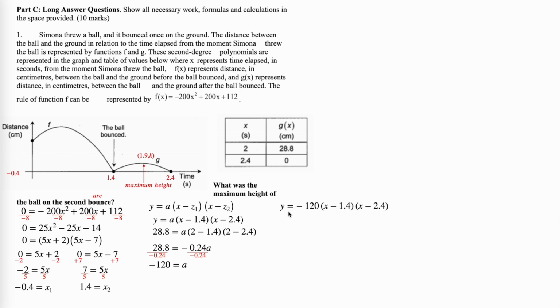Our equation is now y equals negative 120 times x minus 1.4, times x minus 2.4. We want to figure out k, and we know h is 1.9, so we're going to replace the x with 1.9 and find the k. We have negative 120 times 1.9 minus 1.4, which is 0.5, times 1.9 minus 2.4, which is negative 0.5. So that gives us negative 0.5 times negative 0.5, which is negative 0.25, which is a quarter of 120. So negative a quarter times negative 120 is positive 30. y is equal to 30 centimeters, so the maximum height on the second arc of the bounce is 30 centimeters.